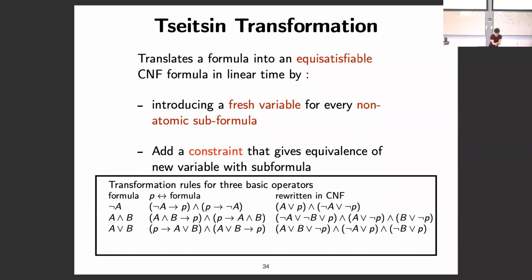Equally, if you have A and B, you introduce a P and you want to introduce P such that A and B implies P and P implies A and B, and then you need to translate that formula into CNF. And then your end formula is a conjunction of these. I'm going to step through an example, which hopefully makes this clearer.